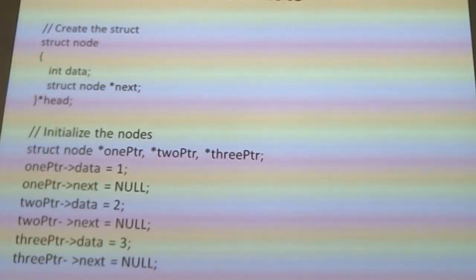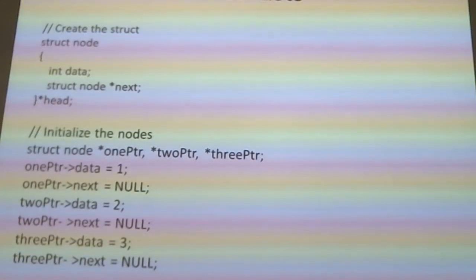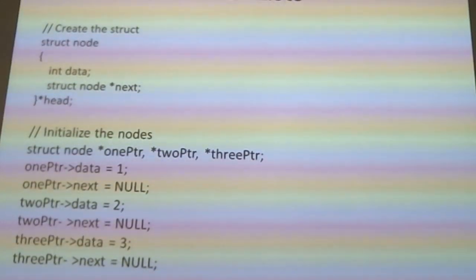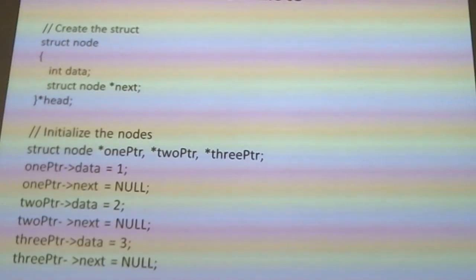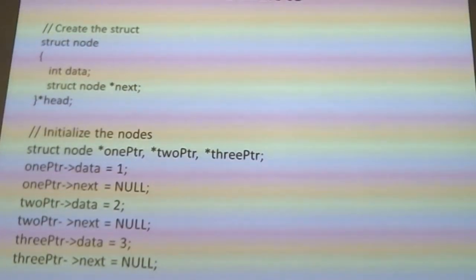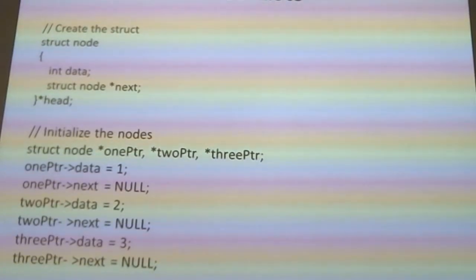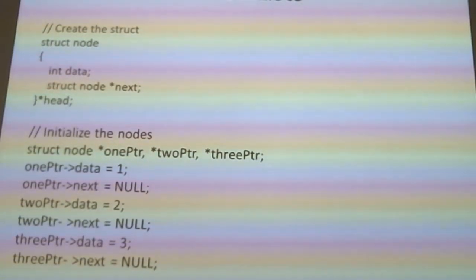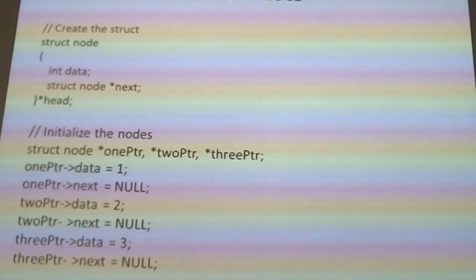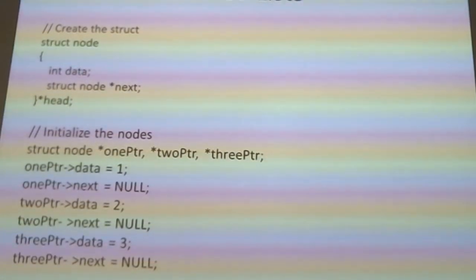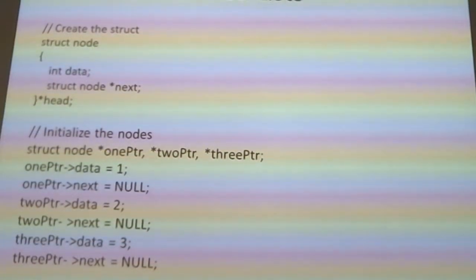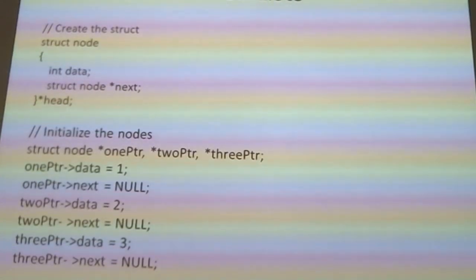Anyone confused by that? It's just like saying int. Your data type is an int. Well, in this case, our data type is struct node. So here, I'm actually initializing the data in each one of my nodes. And so for the data portion of my 1 pointer, I'm just setting the data to 1. On the 2, I'm setting the data to 2. And on 3, I'm setting the data to 3.